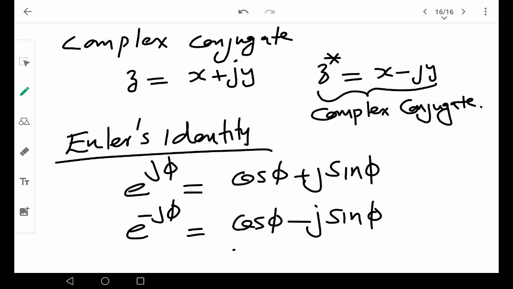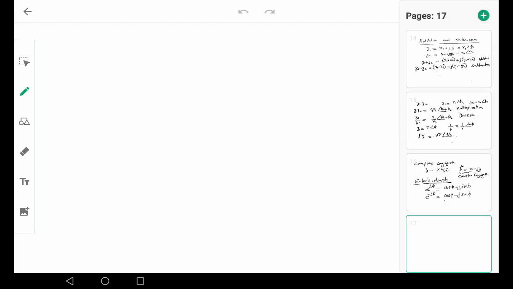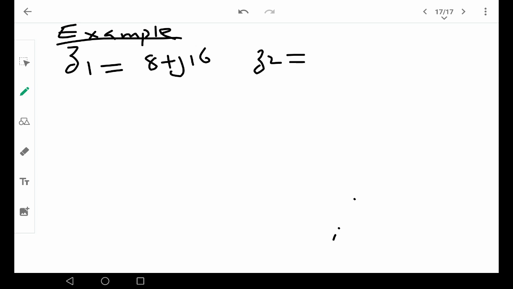Okay. So I will conclude this particular lecture by doing some problems. Suppose this is an example. Suppose you have z1 equal to 8 plus j16. Then z2 equal to 12 minus j3. Then what is z1 plus z2?